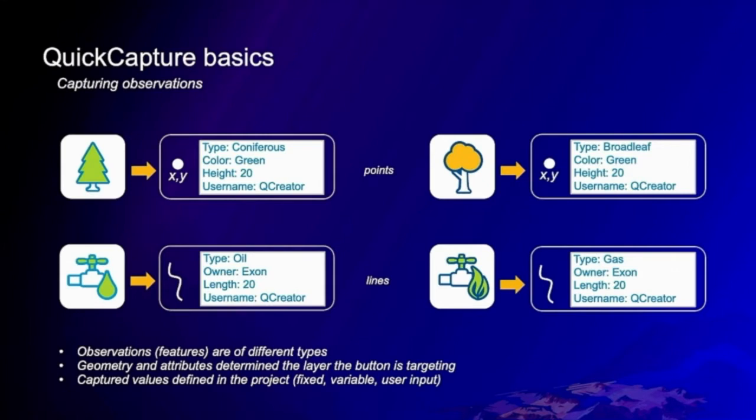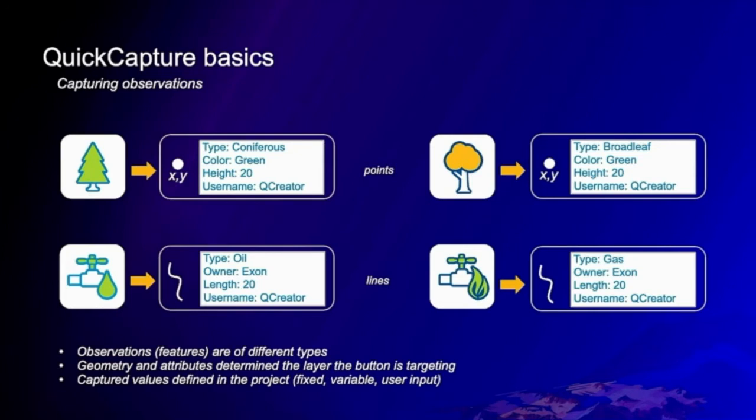When the user taps on the coniferous button, we create a new feature. The feature's geometry is set by the location of the device, and the attribute values are fixed. When the user taps on the broadleaf button, the same, but the type value is different. If the layer is symbolized by type, then both feature types will display differently when displayed in the map.